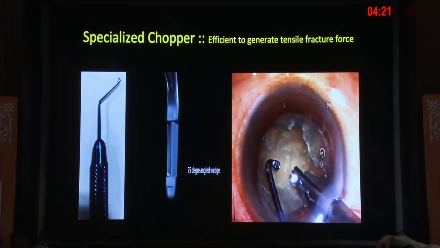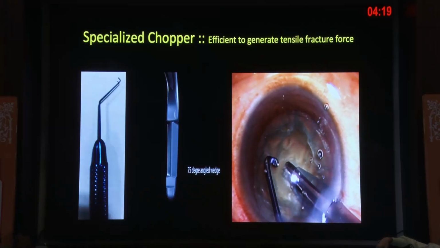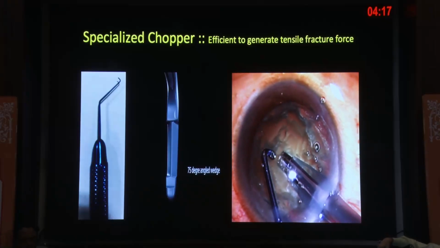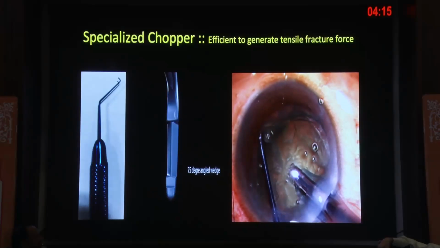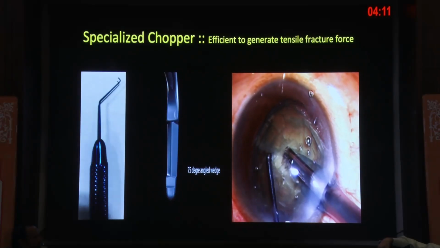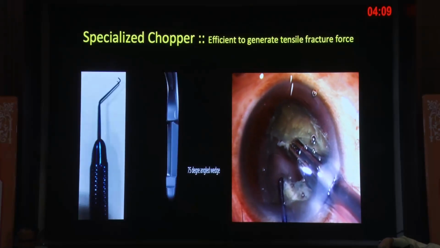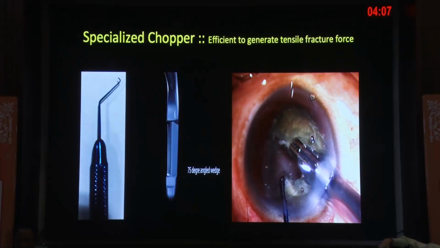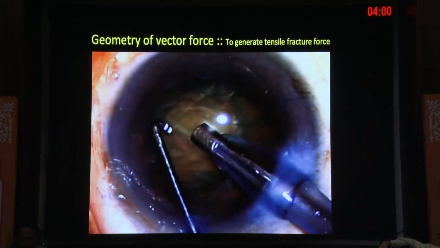And this wedge actually creates a tensile fracture force. So you don't have to cut the nucleus, you don't have to compress the nucleus. It just gives a tensile fracture force and the nucleus cracks into two complete segments. You have to very simply split it with minimal forces and you get a complete cracking, a cracking in the full thickness of the nucleus.